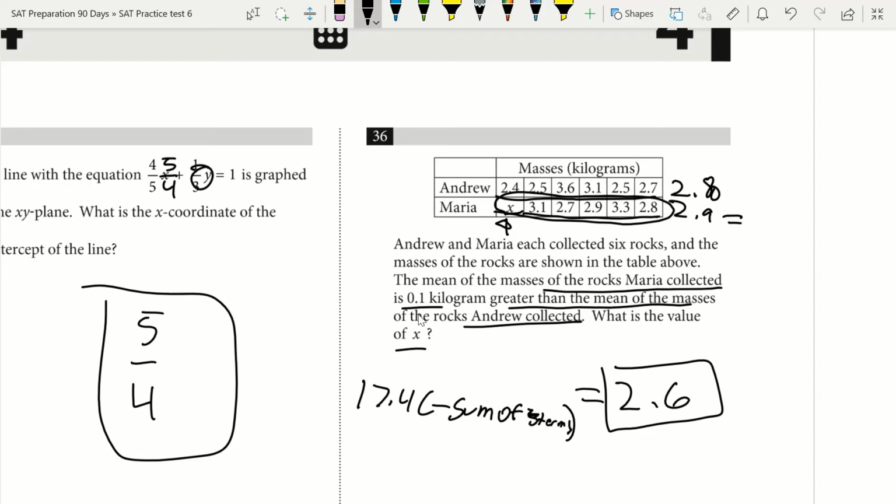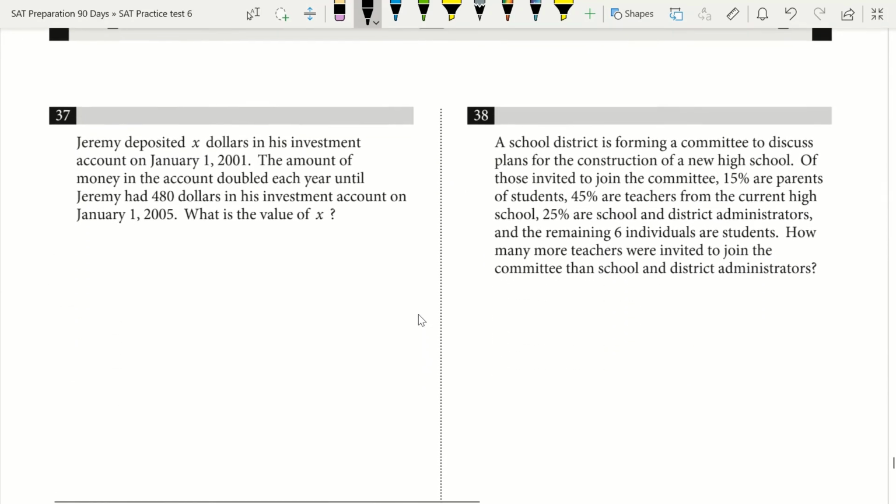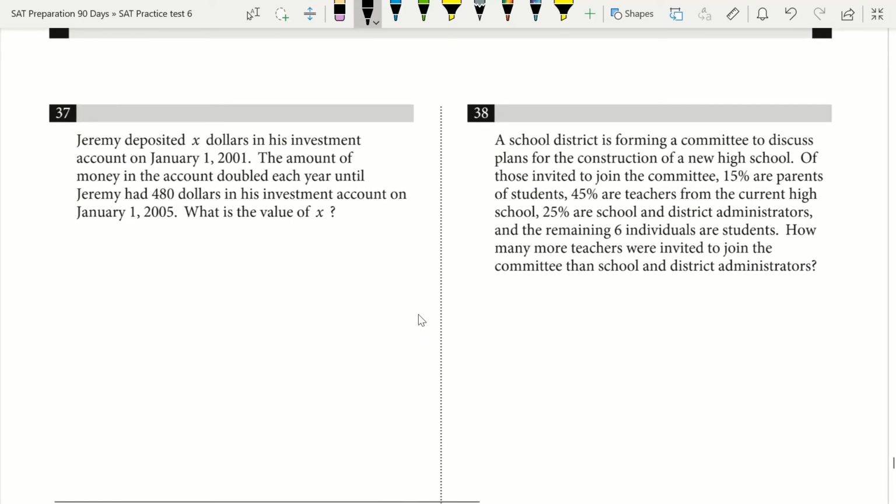At that point, I move on to 37 and 38. Going down here, we've got 37. Jeremy deposited X dollars in his investment account on January 1 of 2001. The amount of the money in the account doubled each year until Jeremy had $480 in his investment account on January 1, 2005. What is the initial value of X?